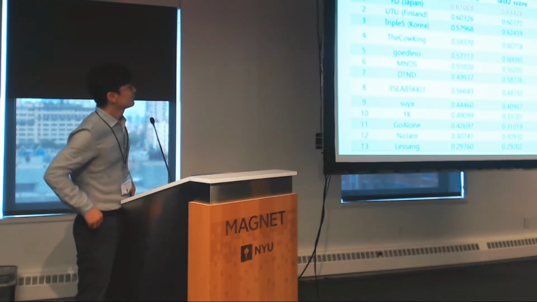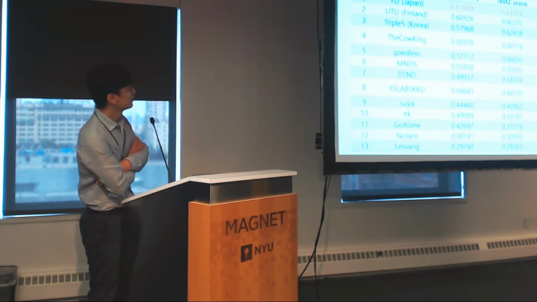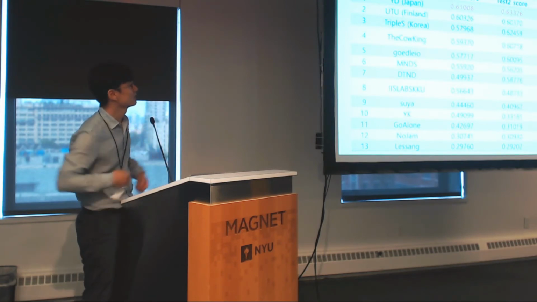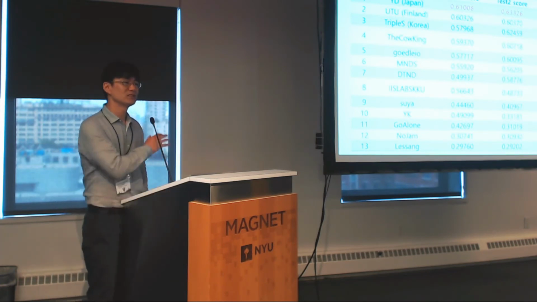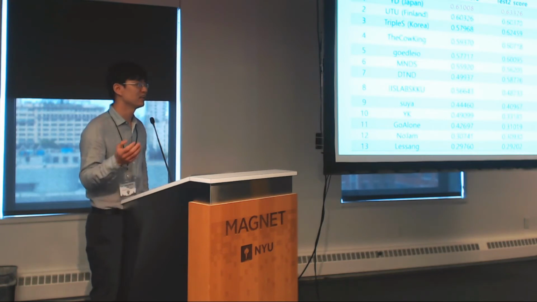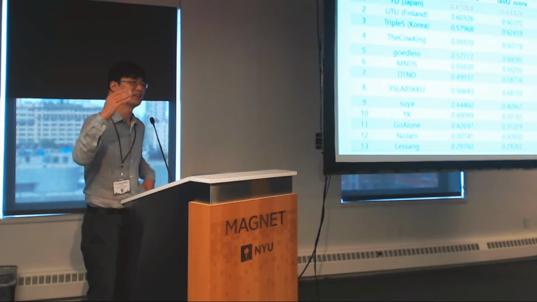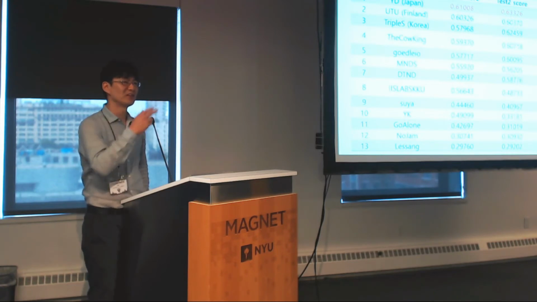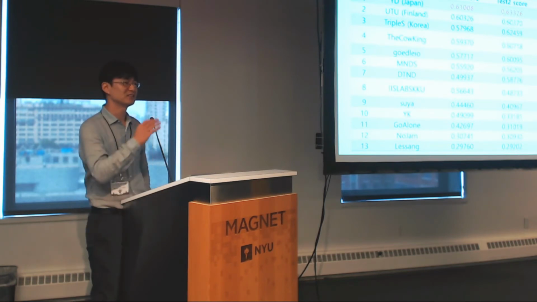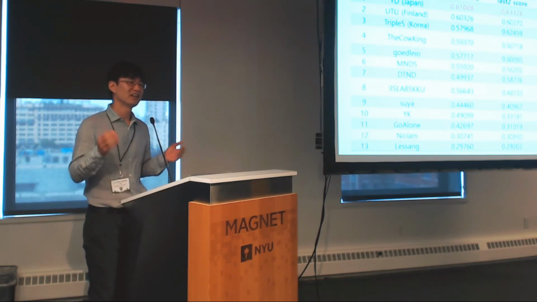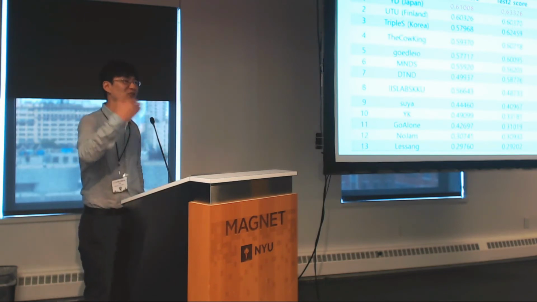Okay, and the second runner-up is UTU, and third place is Triple S from Korea. NCSoft expected that because this problem is too difficult, it would not be easy to get more than 0.5, but the outcome is 0.62. So they think that this result has some meaning, actually. This is a better result than our expectation.